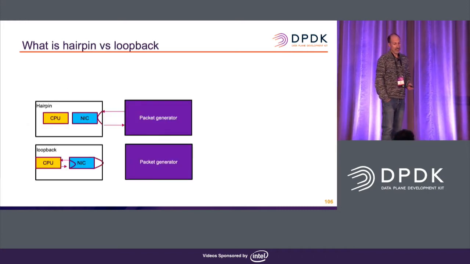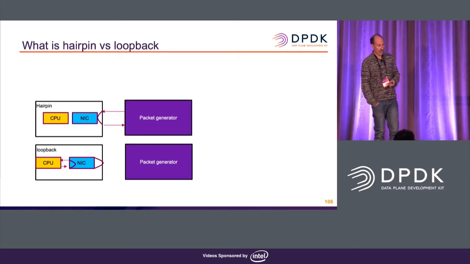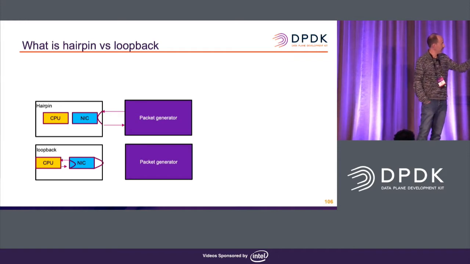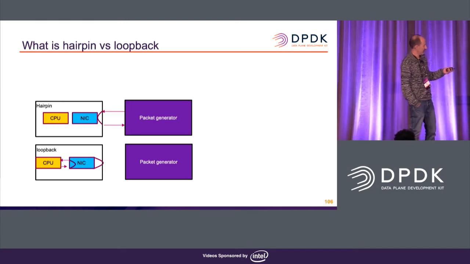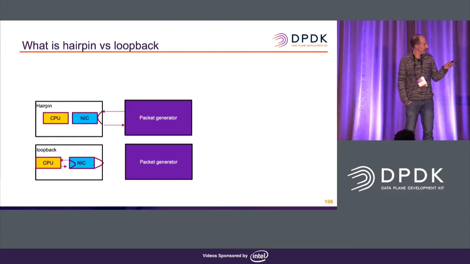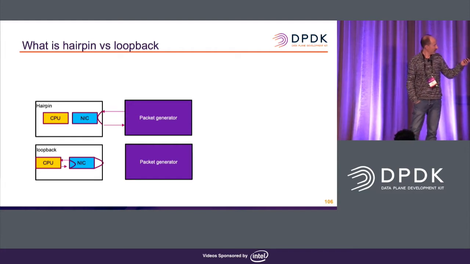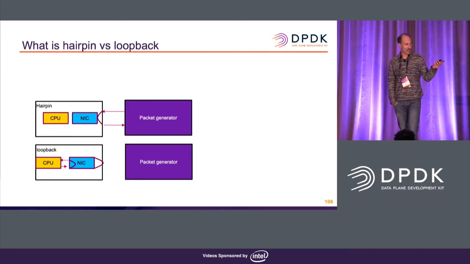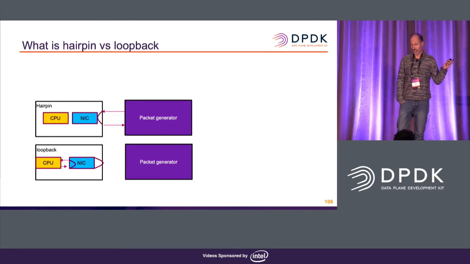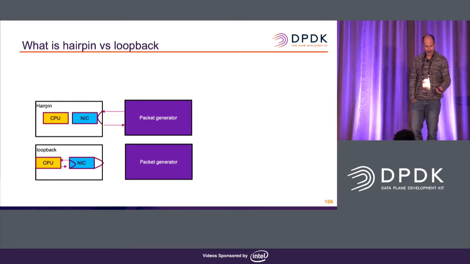OK. Hairpin is the opposite direction to the loopback. In the upper figure, we see a packet arriving from the wire, in this case a test generator, received by the NIC, and then looped back to the packet generator. The CPU itself is unused. The other way around, in the lower figure, we see the loopback case: the CPU sends the traffic, the traffic is received by the NIC and sent back to the CPU. In this case, the wire doesn't see any traffic.